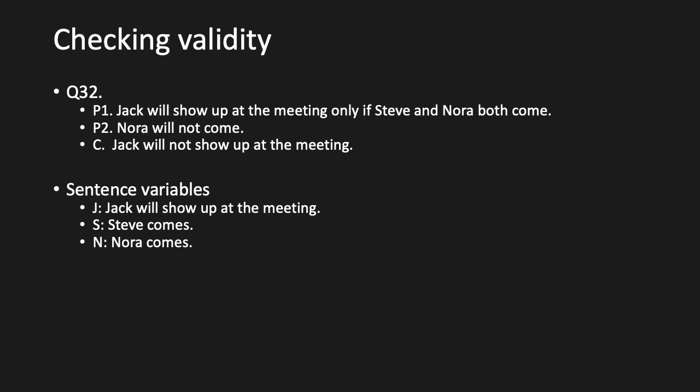Then translation is straightforward. Premise 1, J arrow S and N. Premise 2, not N. Conclusion, not J. Okay. Now we should check the validity of the argument. So here's the argument again, and you have the truth table for this argument here.